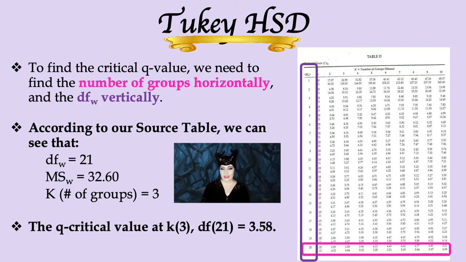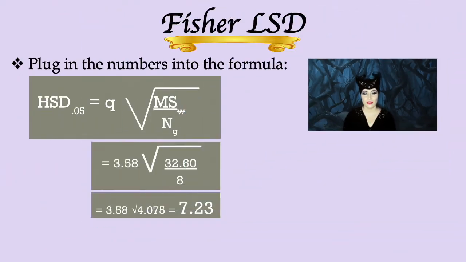So I can see that that number is going to be 3.58. Once again, across the top, you slide your finger to 3, and you slide it all the way down to 21. 3 represents the number of groups. 21 represents degrees of freedom within. The place where those two numbers intersect is the number 3.58. 3.58 is going to be my critical Q value, which I'm going to plug in to my formula.